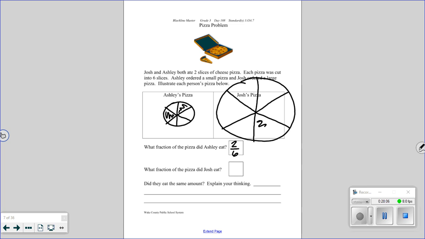I'm going to say he ate this one and this one. They both ate. I'm gonna do the same one. What fraction did Josh eat of his pizza? What is that fraction? I should see lots of hands.